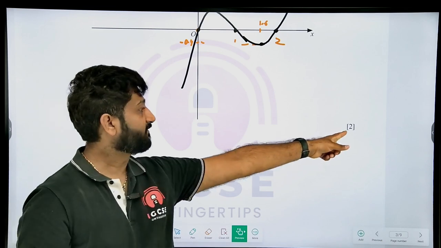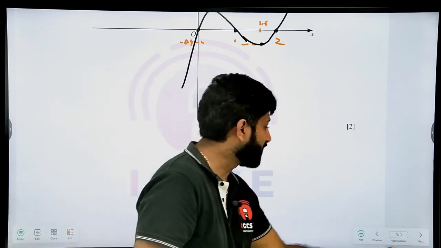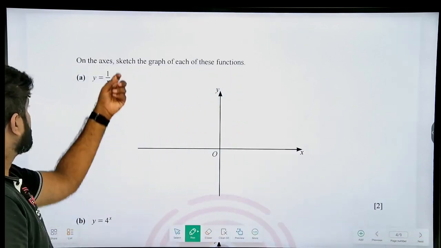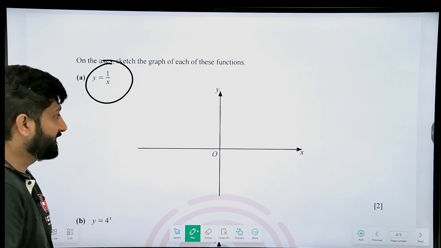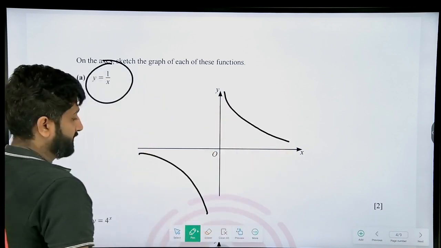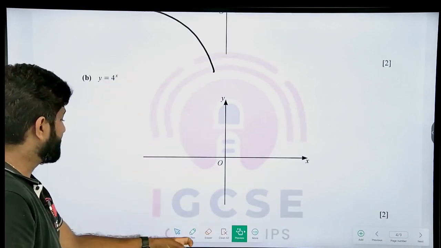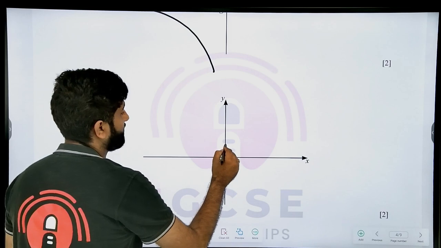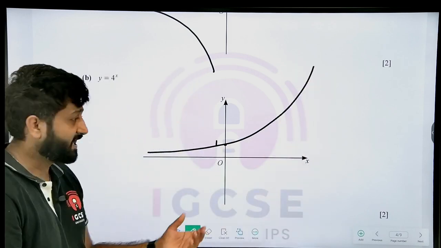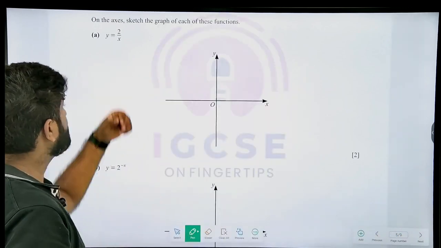Now this graph was only of 2 marks. Why was it of 2 marks? Because we had already found all the values that were required for the question. Again, draw a plot of y equals 1 by x. This is a reciprocal curve. Simple. Next, y equals 4 to the power x. This is an exponential curve, and it is going to go like this. That's it. Exponential curve. Next, I have to draw 2 by x.